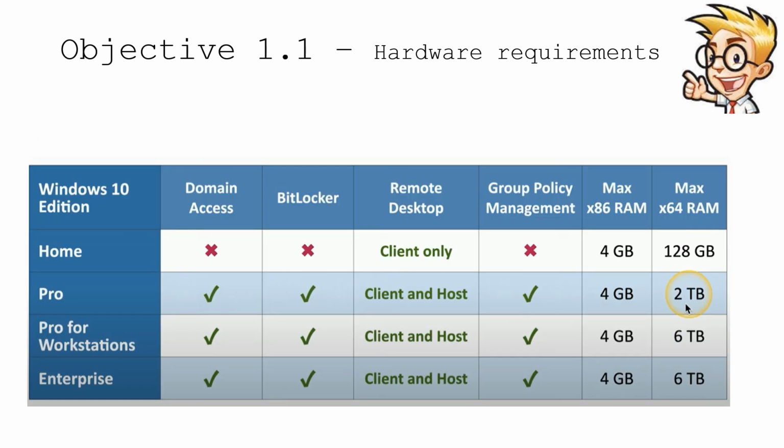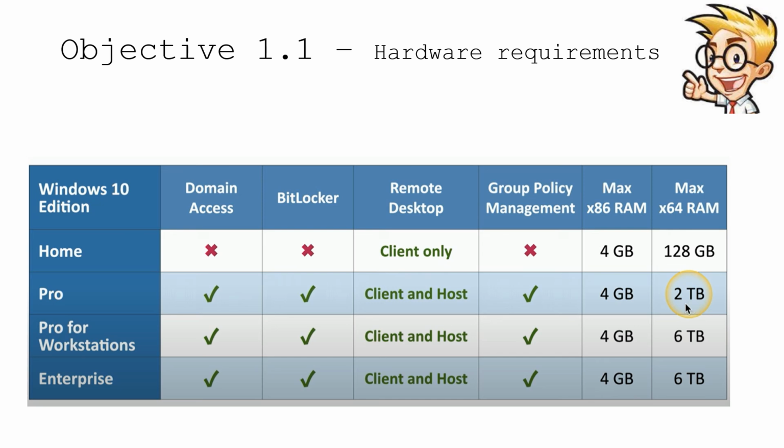Here's a summary of the capabilities available in each different version of Windows 10. Windows 10 Home does not allow you to connect to a domain and does not have BitLocker. It only allows you to be a remote desktop client and connect to a host. It does not have group policy management built into the operating system. The Home version supports a maximum of 4 gigabytes of RAM or memory if you're running a 32-bit OS, and a 64-bit version has a maximum of 128 gigabytes.